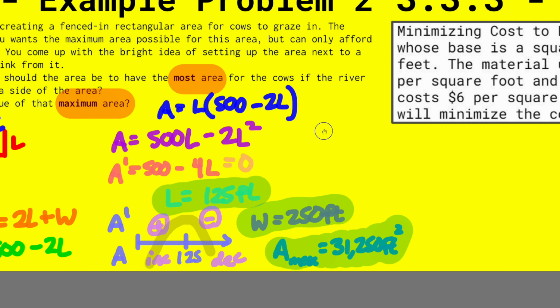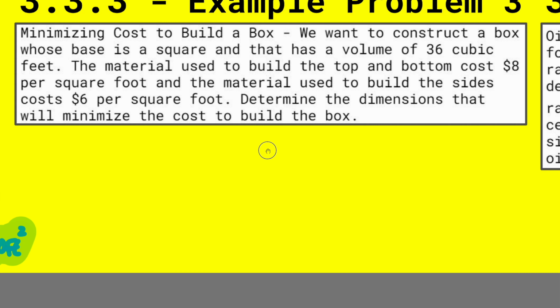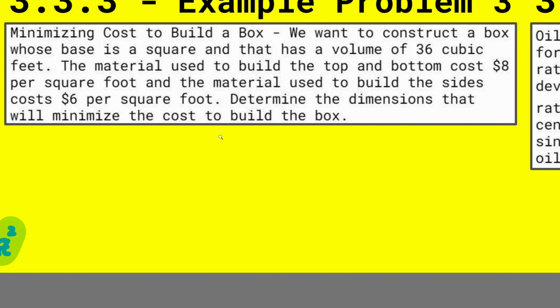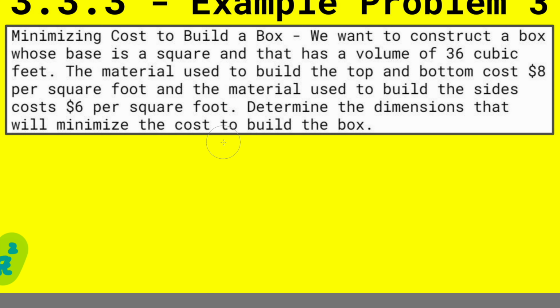Okay, those were both involving area. This one is all about minimizing the cost to build a box. Zoom in a little bit here. So minimizing cost to build a box. We want to construct a box whose base is a square.